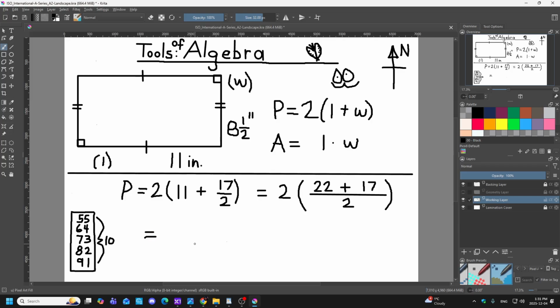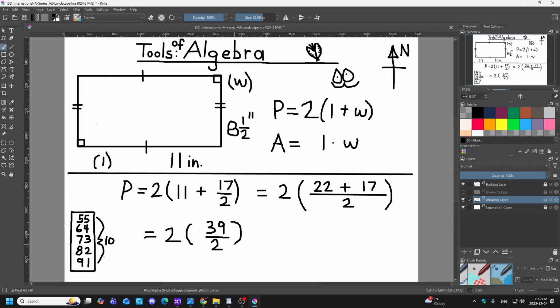And then we get P is equal to 2 times, now we need to know what 22 plus 17 is. We'll just do it quickly. 7 and 2 is 9, and 3. We get 39. Whoops. 39 divided by 2.